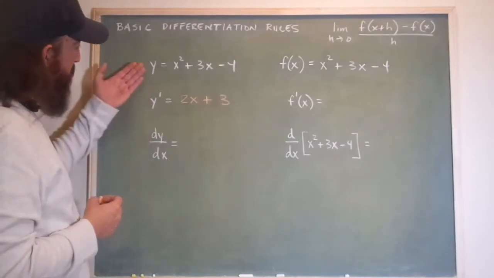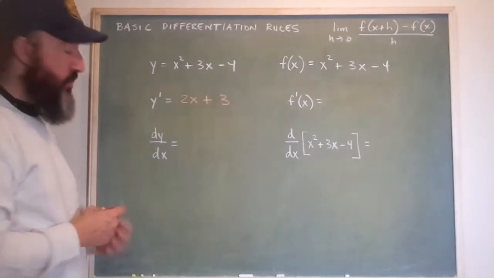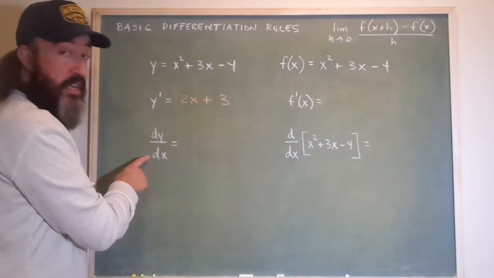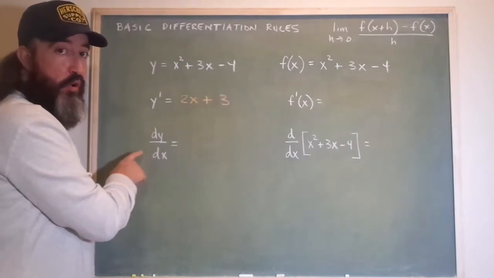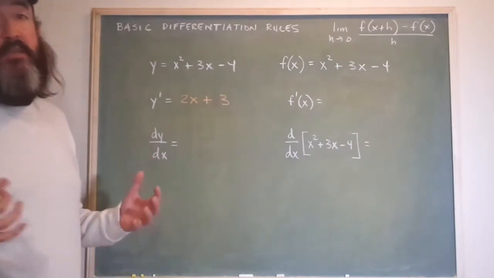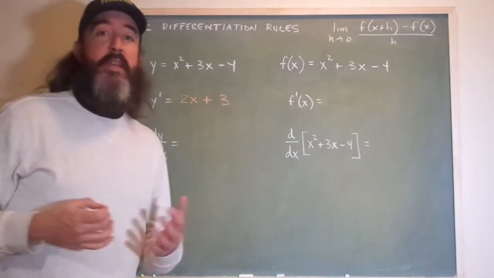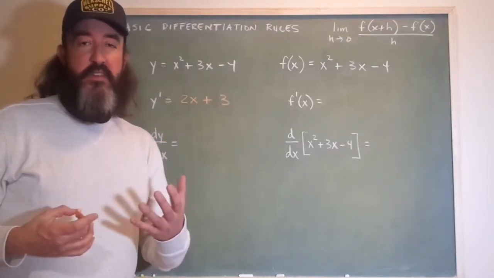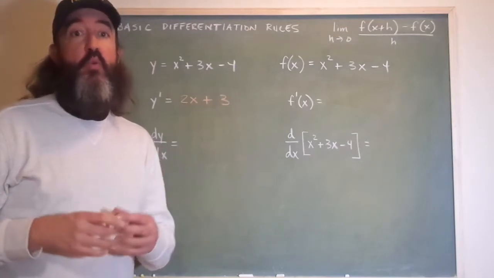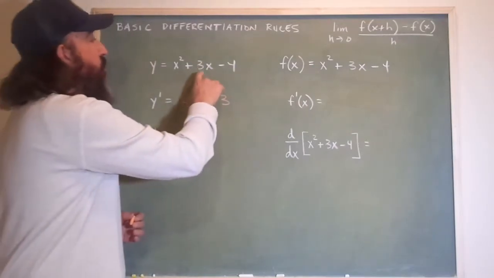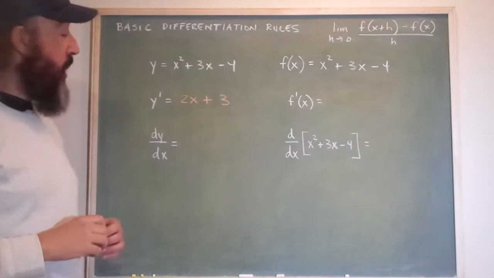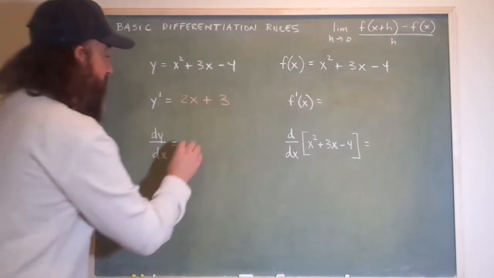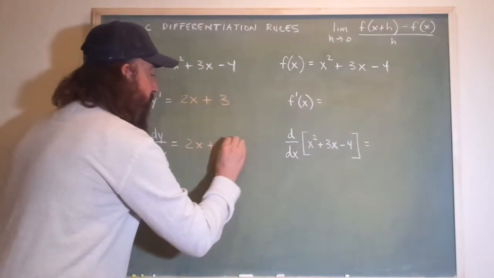Another way I can indicate the derivative of y is to use this notation dy dx. This means the change in y over change in x, and that's precisely what slope is. Slope is a measurement of the change in y over change in x, and that's what a derivative is. A derivative is a formula we can use to calculate the slope of this anywhere we want. I'm going to say dy dx is 2x plus 3.